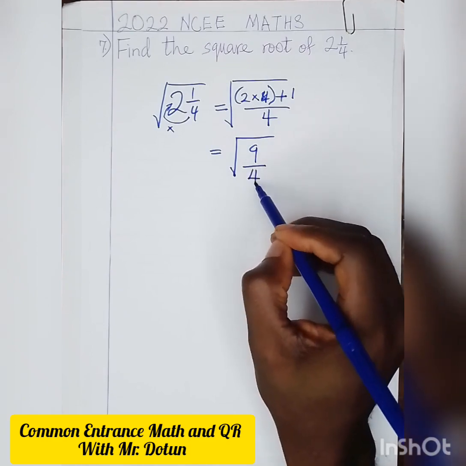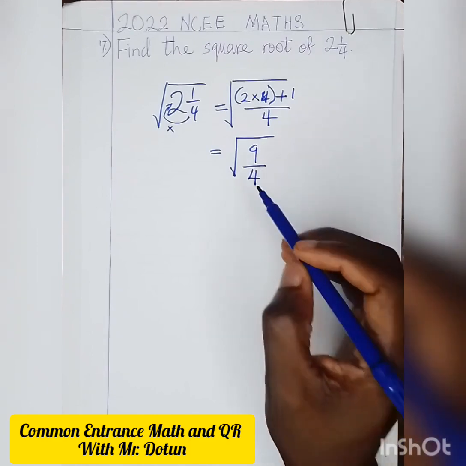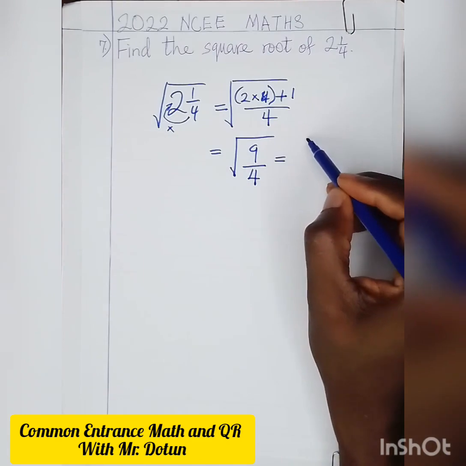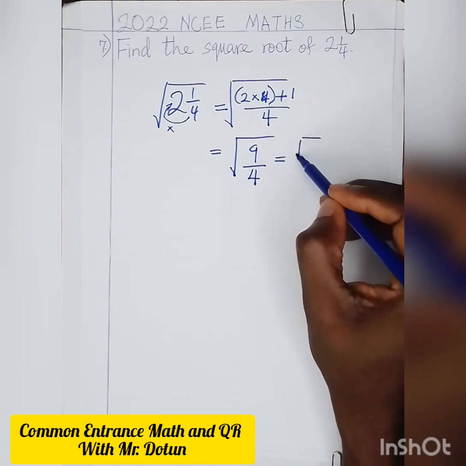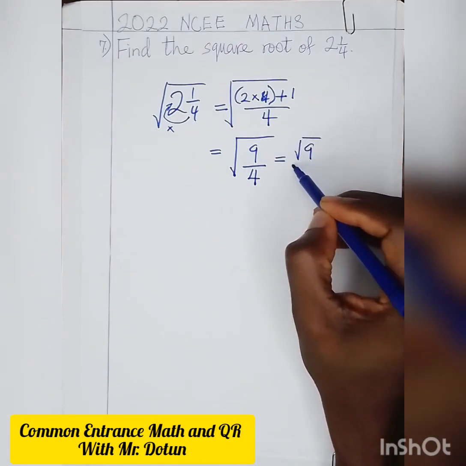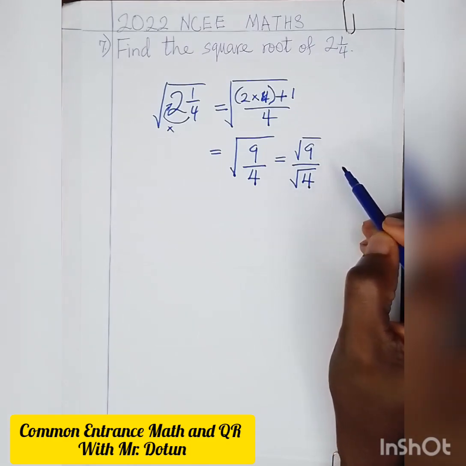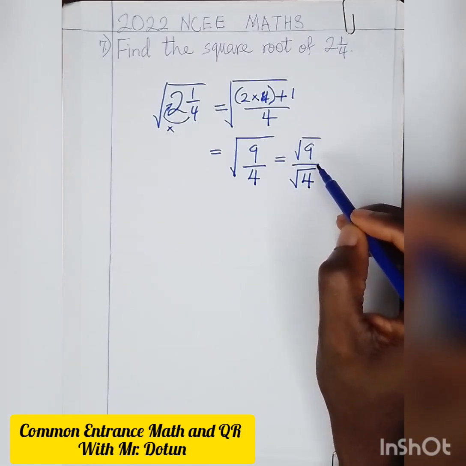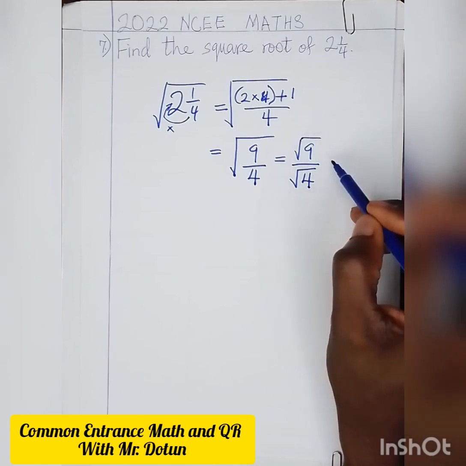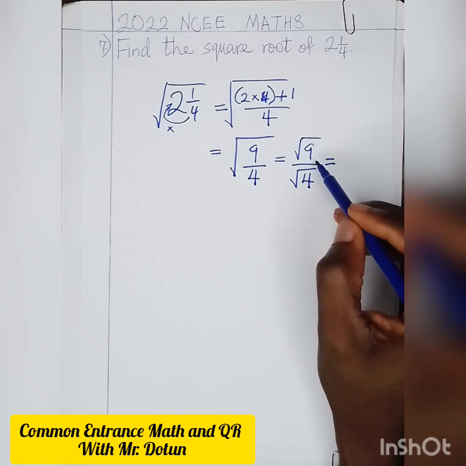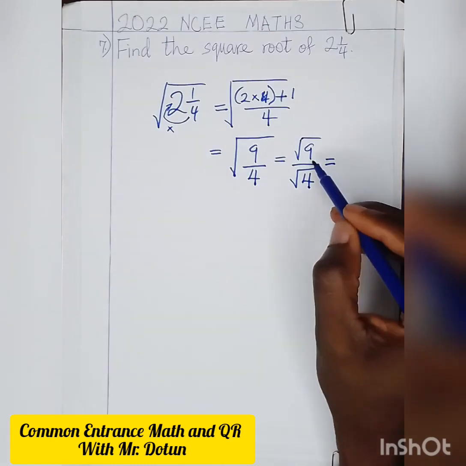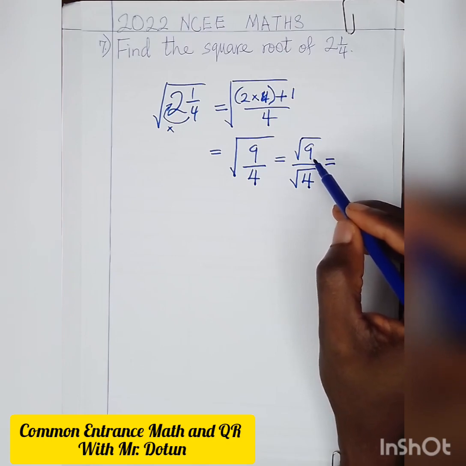So 9 over 4. Okay, so from there, we'll find the square root of the numerator and also the square root of the denominator. When we say square root, what are we looking out for? We're looking out for a number that we multiply by itself and it will give us 9.